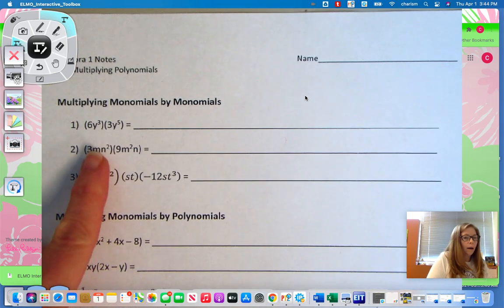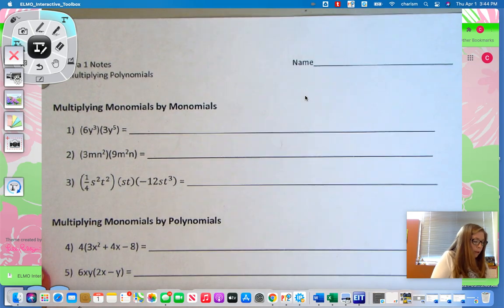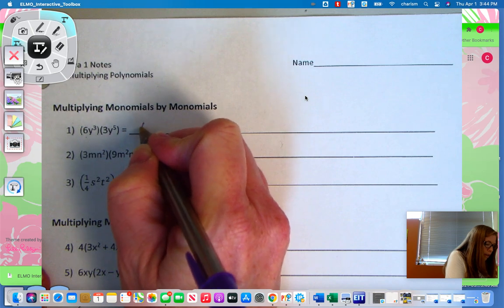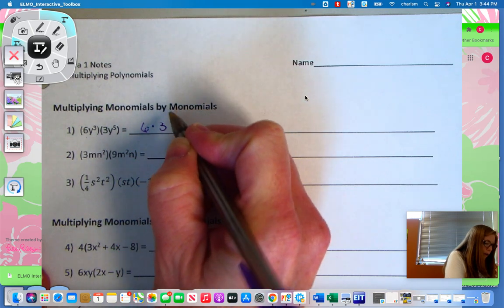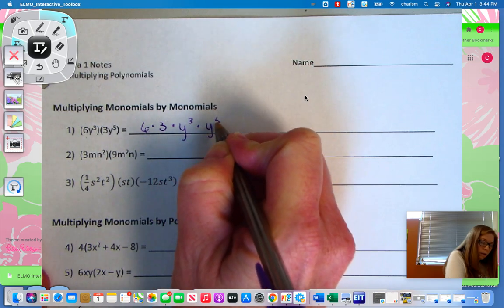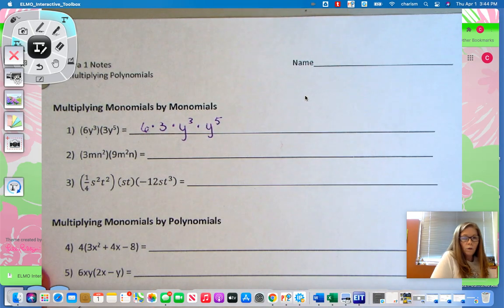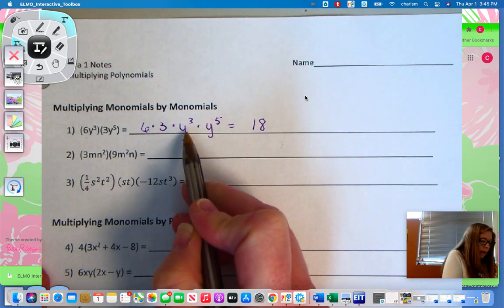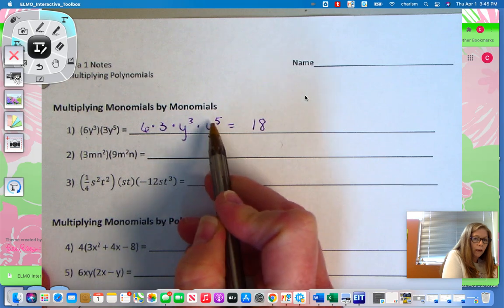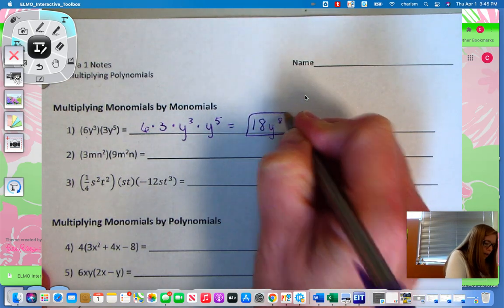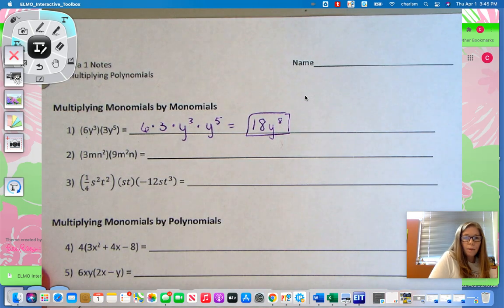So when you look at multiplying this, it might help your brain to put the coefficients together, because we're going to look at this and do 6 times 3, and then we have the y to the third times the y to the fifth. And so 6 times 3, 18. And then the bases are the same, so we add the exponents, y to the eighth, and that's it. That's our answer. That's how simple it can be. You're just following the things that we have been doing.